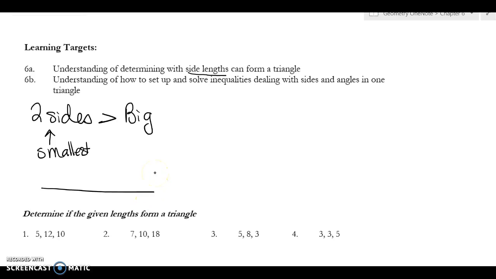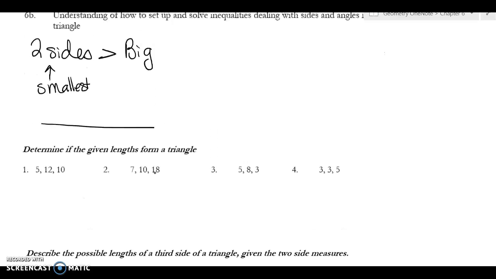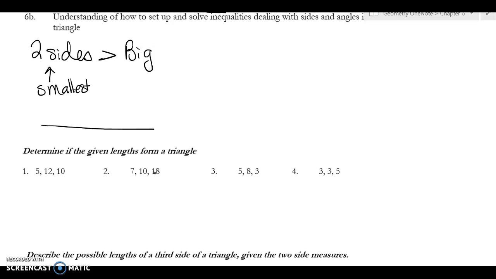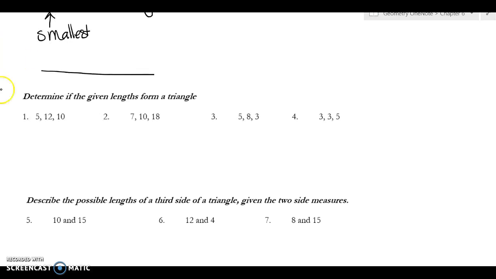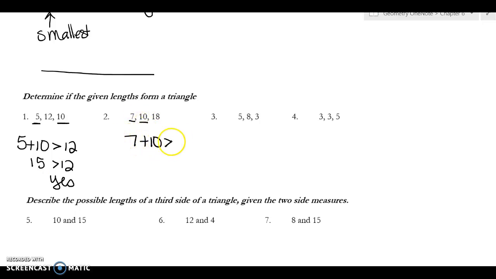Okay, so let's look and see if we can do these problems. Remember the rule, the two smallest sides have to be bigger than the big side. So I look at my two smallest sides for number 1, that's 5 and 10. And I check, is 5 plus 10 bigger than 12? Yeah, that's 15. So that's a yes. For number 2, 7 and 10 are my two smallest sides. 7 plus 10, well, that's only 17. That is not bigger, so this is not a triangle.